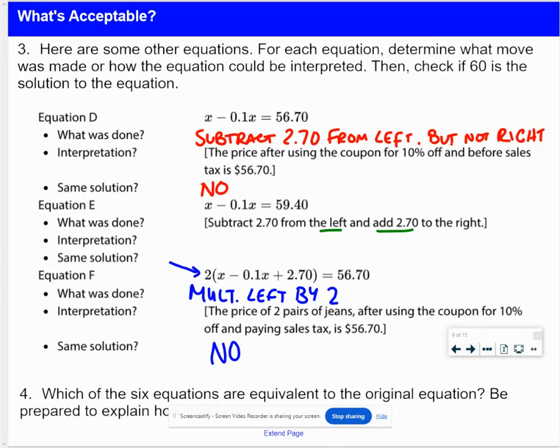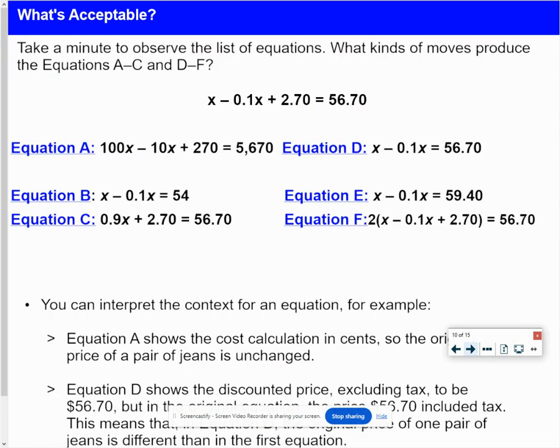Question 4 says, which of the 6 equations are equivalent to the original equation? Well, the first 3 were equivalent. The second 3, 4, 5, and 6 were not equivalent. So I've got that separated here. Equations A, B, and C are on the left because those were all equivalent.